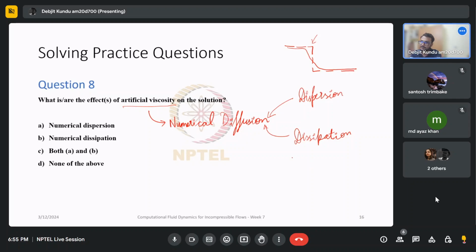And what is dissipation? In a similar case where the correct solution should have been a sharp gradient jump like this, we get something like this, a few wiggles. So these are the descriptive terms used for the effects of dissipation and dispersion. This is known as wiggles, as you can see in these regions, and this is known as smearing, as if the sharp gradient has been smeared across the locality of that sharp jump.